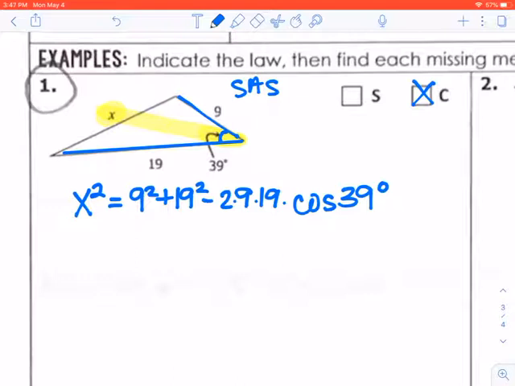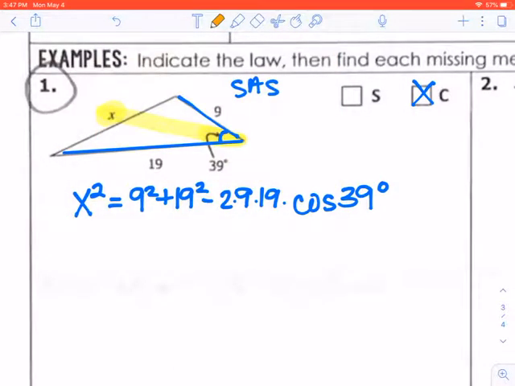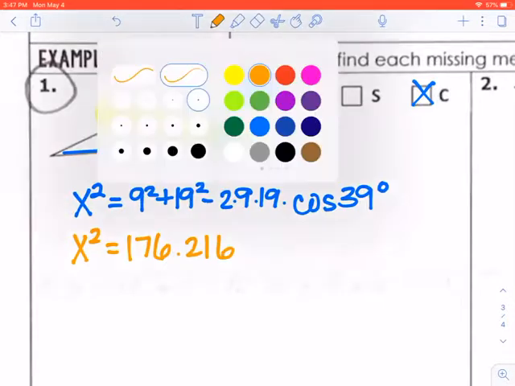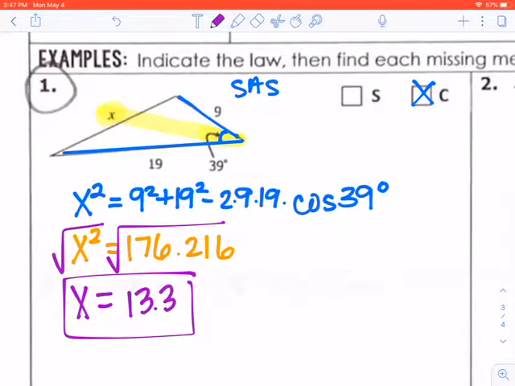Okay. This is one of those, when you're solving for the side, you can just plug it straight in your calculator. So if you plug that all straight into your calculator, 9 squared plus 19 squared minus 2 times 9 times 19 times cos 39, you get 176.216, about that. And last step, square root both sides, and we get x is 13.3. Okay, so again, it didn't tell you to use law of cosines or law of sines.